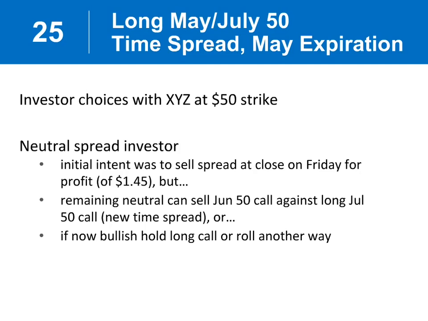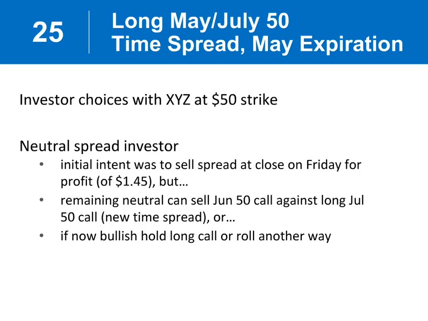Remaining neutral, if that's our opinion on the underlying, again, we could sell a June 50 call and get into the 30-day time spread. And if we are more bullish on the underlying, we could just hold that July 50 call or roll it another way, as I mentioned, maybe get into a vertical spread.